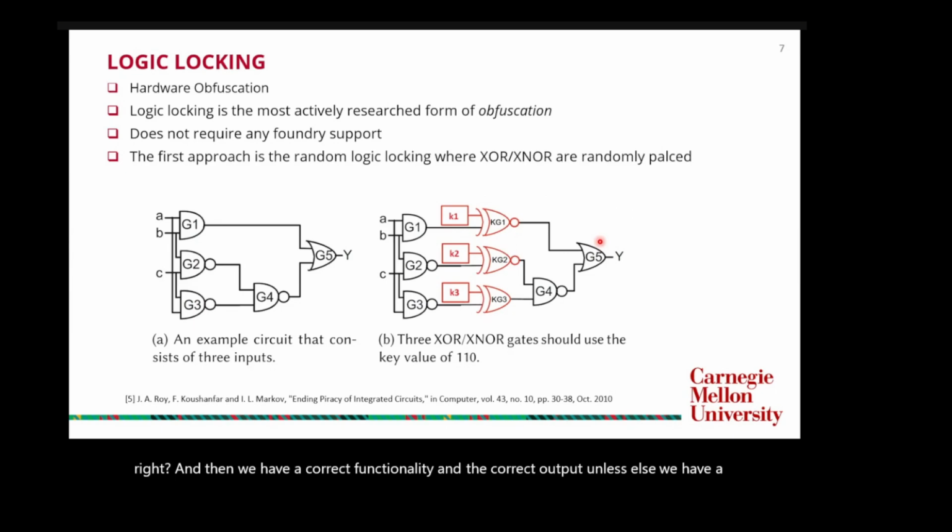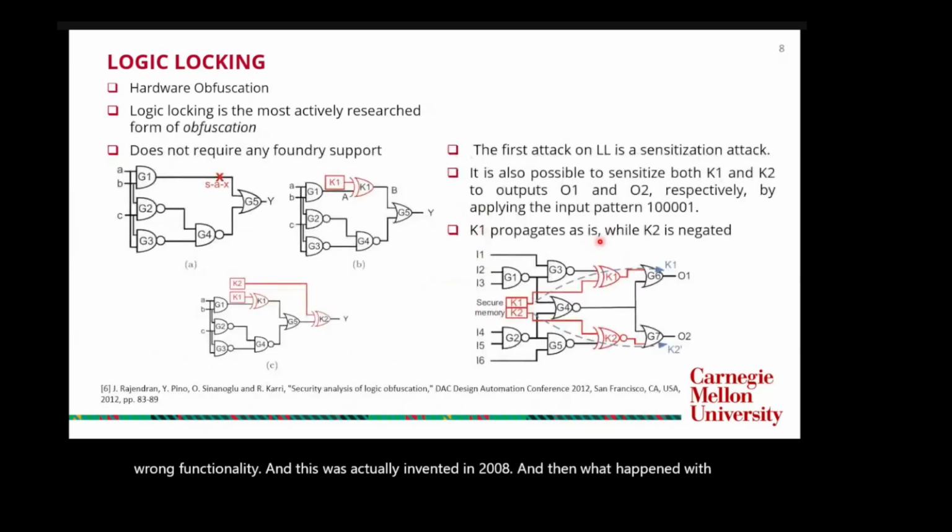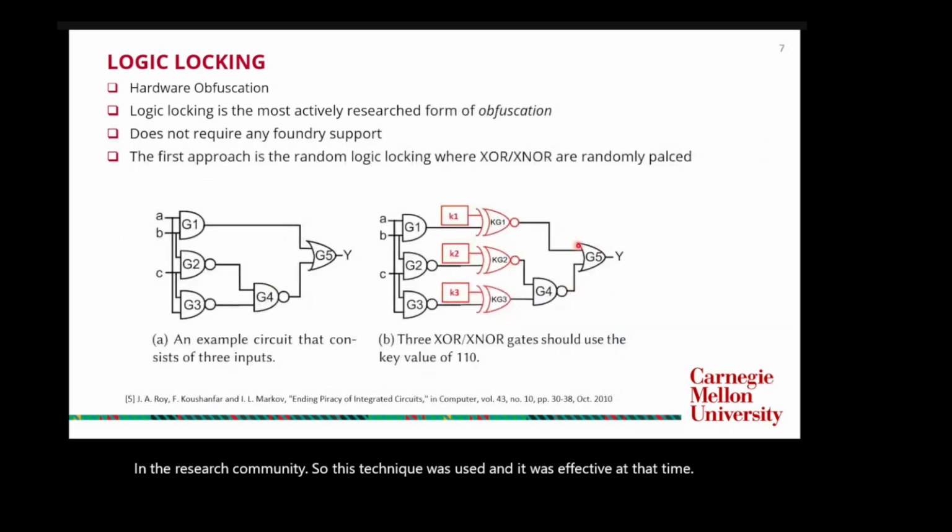And then what happened with this technique? There were many other versions of this technique in the research community. So this technique was used, and it was effective at that time. And then we discussed this one, right? This technique is called random logic locking. It was the first one with the flavor of logic locking.